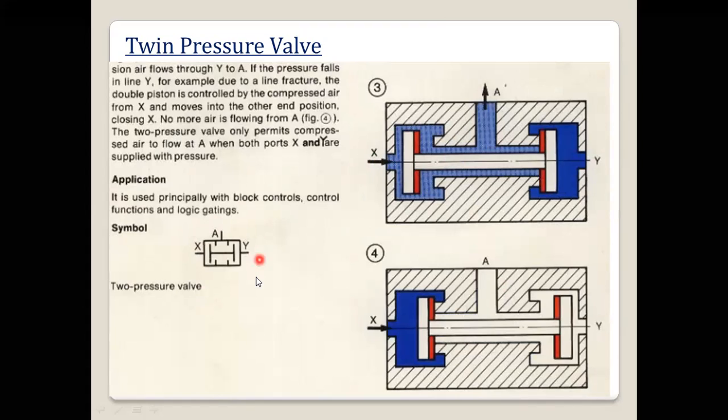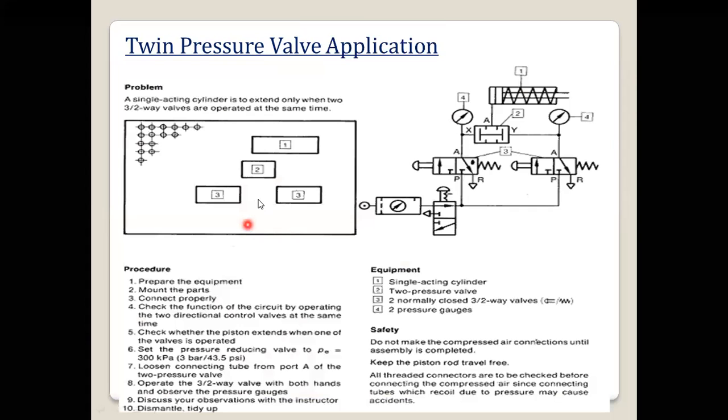So here, the symbol of this twin pressure valve is drawn this way. You have to draw the rectangle and show the two pistons, and two ports, that is X port and Y inlet port, and the A actuator port, that is the output. Its application, I will use the same setup with both DCVs, so the flow is possible through the twin pressure valve.